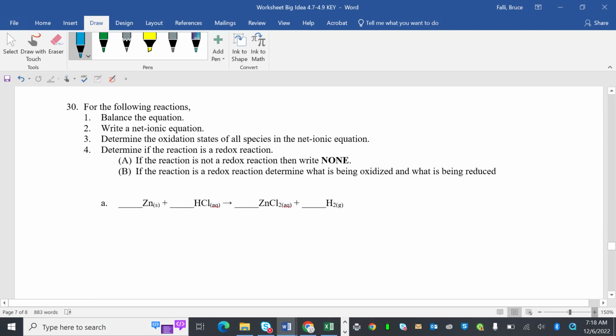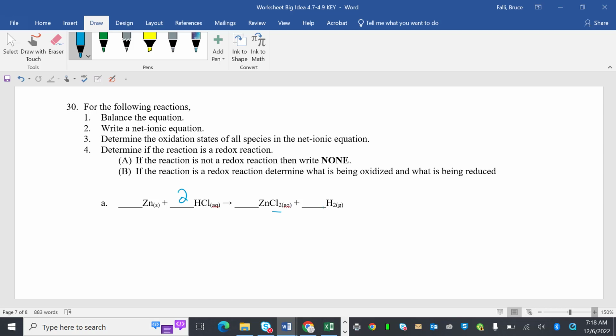For the following reactions, balance it. Write the net ionic equation. Determine the oxidation states of all species. Determine if the reaction is a redox reaction. Okay, here we go. Balance it. 2 chlorines, 2 chlorines. There we go. Write the net ionic reaction.